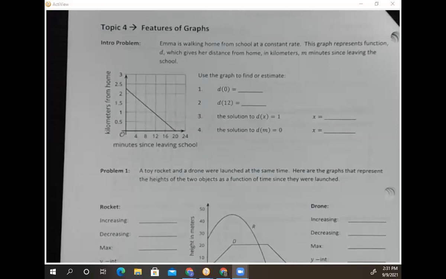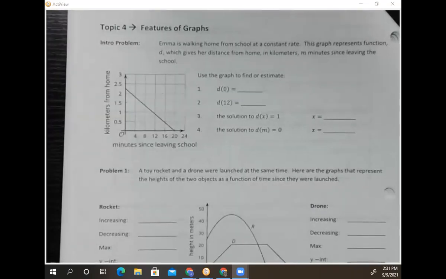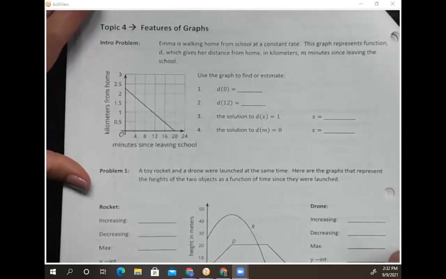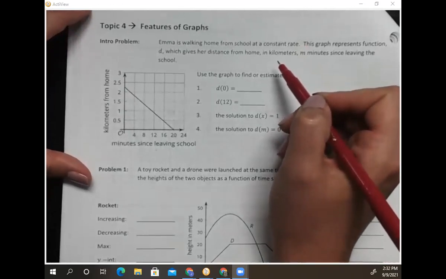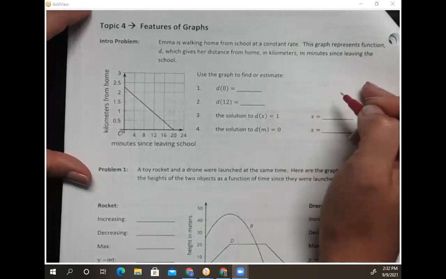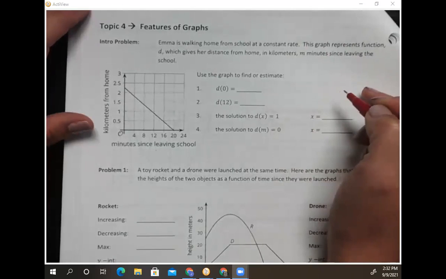But moving forward for the rest of this week into next week, we're really going to be focused on features of graphs. Okay, so really focusing on what we can do with our graphs here. So if we take a look at the top of page 16, this is an example of how we've used graphs so far. So this is Emma walking home from school at a constant rate. This graph represents function d, which gives her distance from home in kilometers, m minutes since leaving the school.